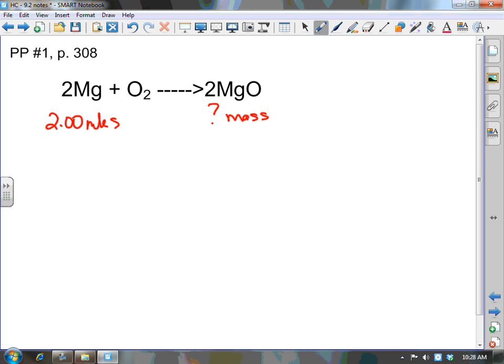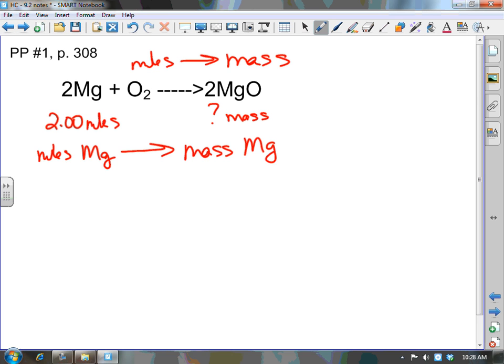Again, we recognize this is a moles to mass problem. Okay? We're going to go from moles of magnesium to mass of MgO. Moles of magnesium, we first have to go to moles of MgO, then moles of MgO to mass of MgO. How do we go from moles of one thing to moles of the other? Coefficients. B over A, mole ratio, proportion. How do we go from moles of magnesium oxide to mass of magnesium oxide? The molar mass of it.